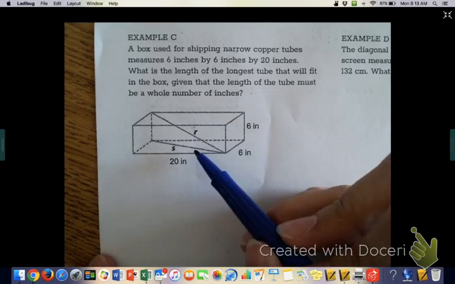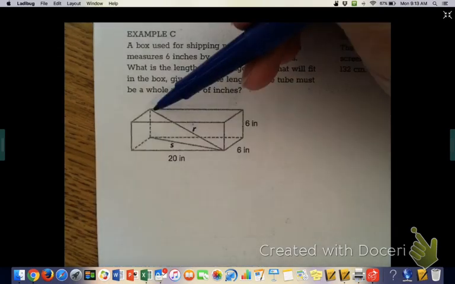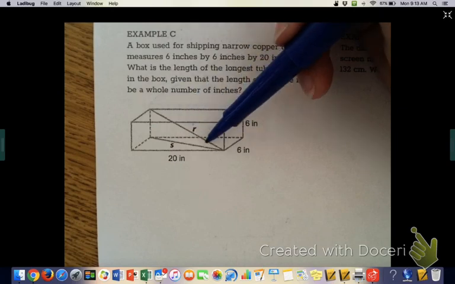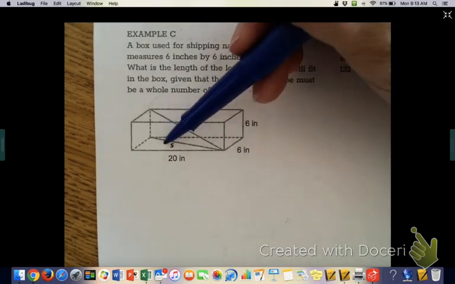You have a box that is used for shipping narrow copper tubes measuring 6 by 6 by 20 inches. What is the length of the longest tube that will fit in the box, given that the length of the tube must be a whole number of inches? Okay, so we're going to end up wanting to find R also, but in order to find R, we're first going to have to solve and find S.